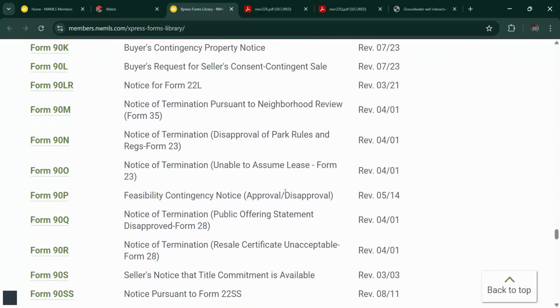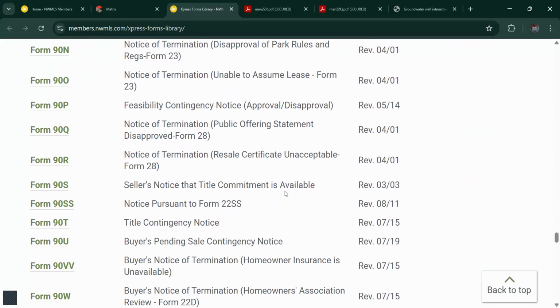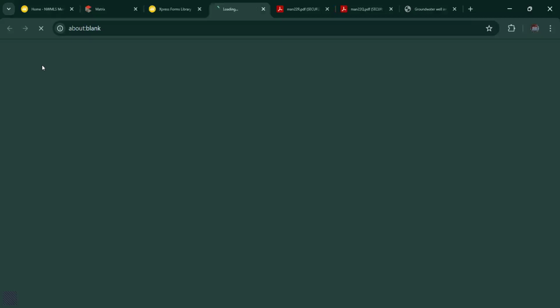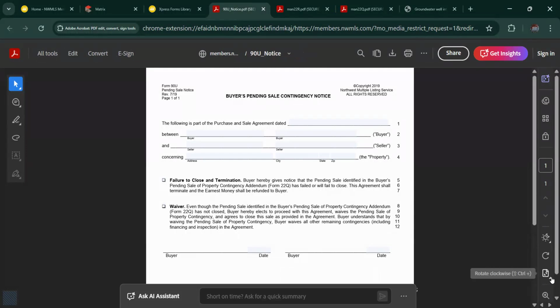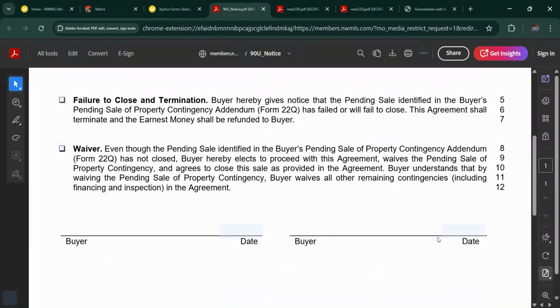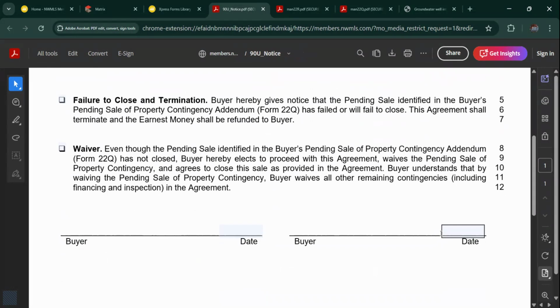I think it should say Buyer's Pending Sale Contingency Notice. I think this is it, 90U. Yes, so 90U is the addendum you will utilize to basically give notice for either the termination because the deal dies, or that you're waiving and moving forward.